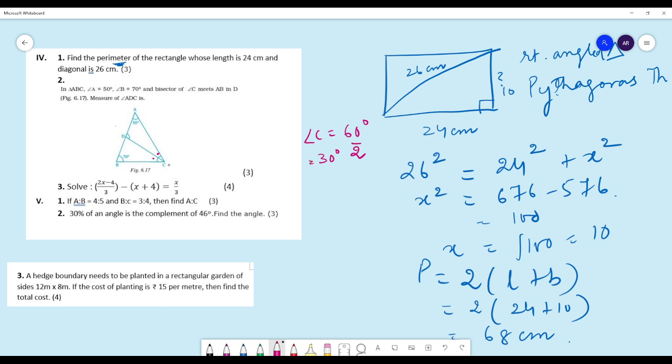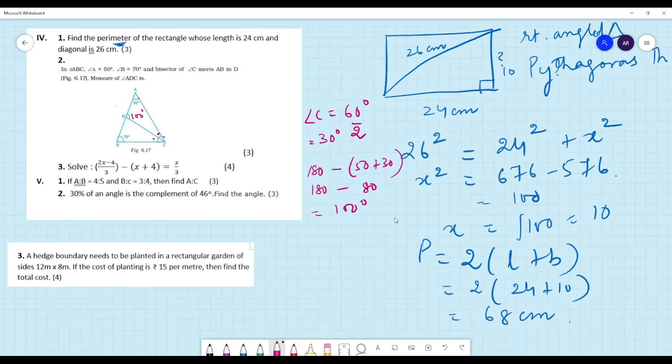So now you look at this triangle ADC. Here you have 50 degrees, here you have 30 degrees, and this angle ADC, what should it be equal to? 180 minus 50 plus 30. So 180 minus 80, it gives you 100 degrees. So the measure of this angle should be 100 degrees. That is how it is supposed to be solved.